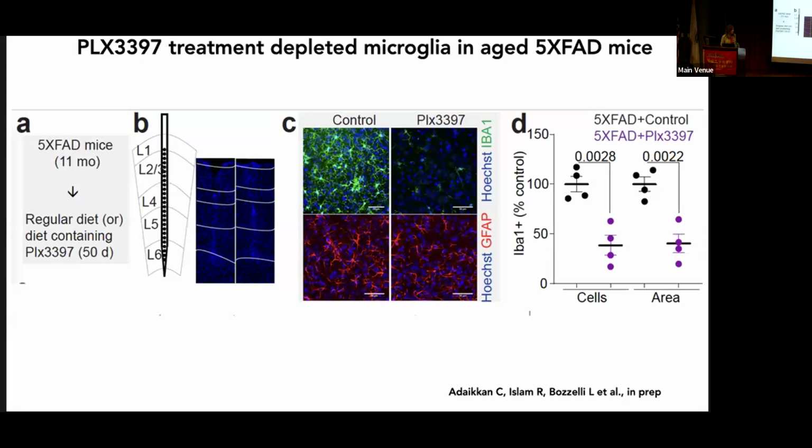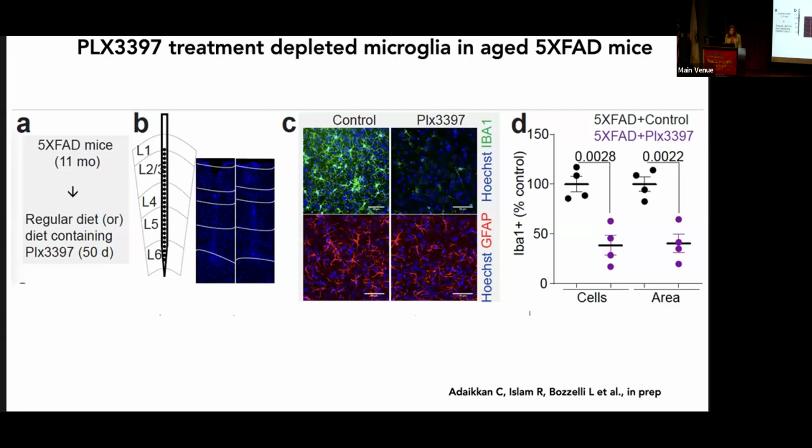So a former postdoctoral fellow decided to use a well-established drug, PLX3397, which is a CSF1 receptor antagonist, and this drug can very potently deplete microglia in the brain. So he started out with very old 5xFAD mice, and then fed them with the PLX diet for 50 days. And here you can appreciate this diet led to about 60 to 70% depletion of IBA1-positive microglia in the brain.